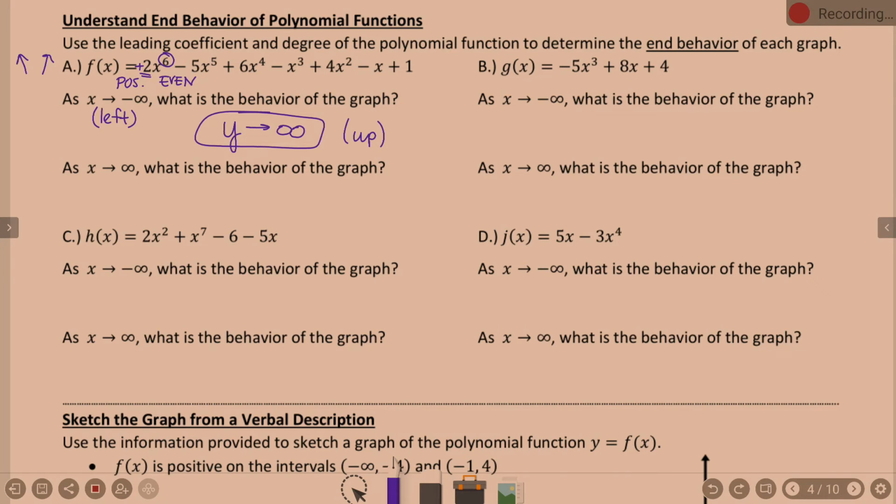So as x approaches positive infinity, what is this asking? As x approaches positive infinity is saying as your graph goes to the right, where's my graph going? Where's my graph going here according to this even positive degree? It's going up. How do I express up? Y is going to also approach positive infinity. Okay?